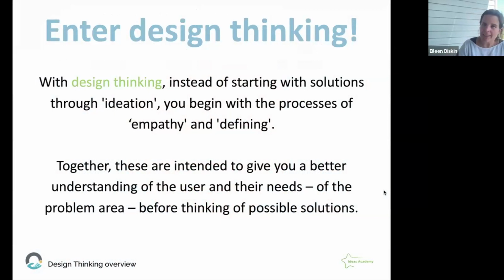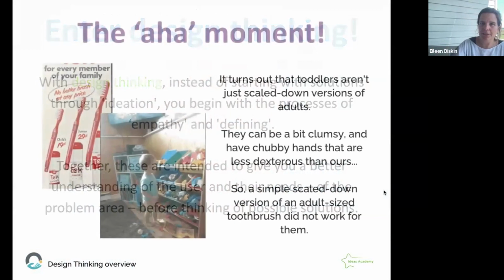With design thinking, instead of starting with solutions through ideation or brainstorming, you instead begin with the processes of empathy and defining. Together, these are intended to give you a better understanding of the user and their needs, of the general problem area, before you think of possible solutions.